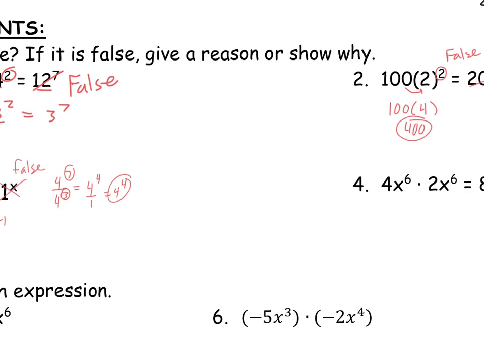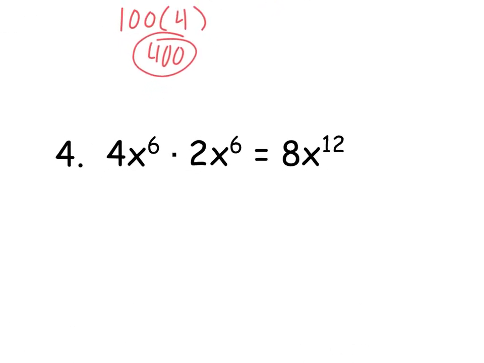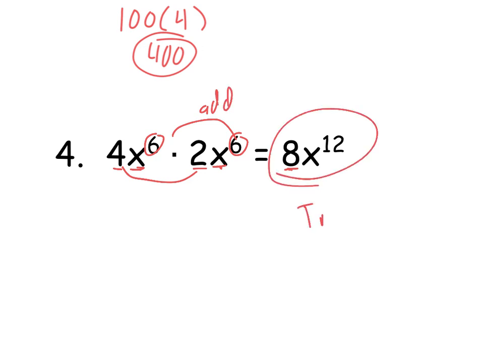Okay, where's the other one? Okay, so this is a little bit different because you have 4x to the 6th times 2x to the 6th. Now, when you multiply these terms, you do multiply 4 times 2 and get 8. And then the x's, they have the same base. X to the 6 times x to the 6, you add exponents, and when you add the 6 and the 6, you do get 12. So this one is true. Good.